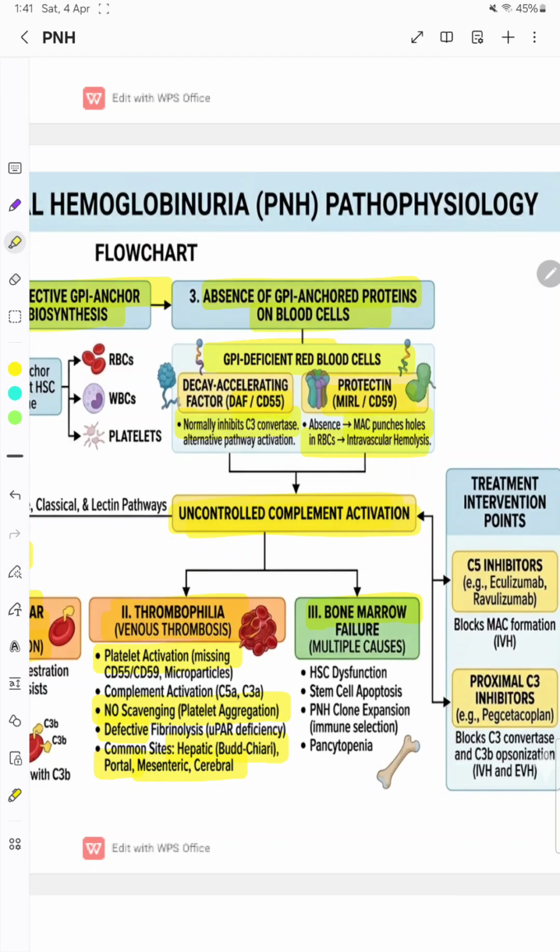Due to uncontrolled complement activation, as we have discussed, PNH is a disorder of the hematopoietic stem cell. There can be marrow failure, hematopoietic stem cell dysfunction, or increased apoptosis, ultimately resulting in pancytopenia, a decrease in the RBC, WBC, and platelet count.